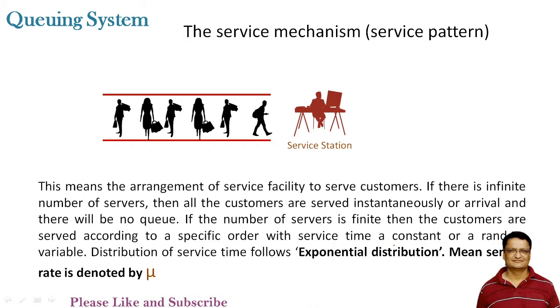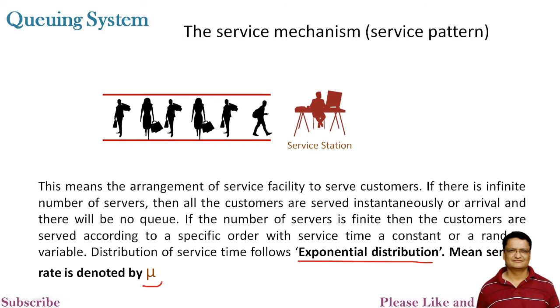Now every customer may take some constant time, or it may vary randomly depending on the service he requires. This particular distribution of service time is usually taken to be the exponential distribution, and it is denoted by mu, as a rate of service, that is the mean service rate.